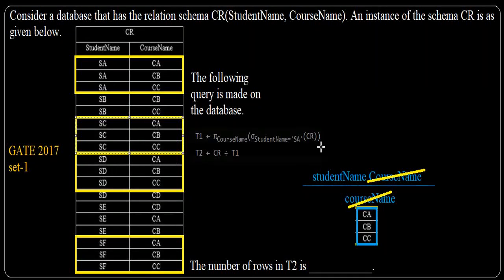So the answer to this problem is SA, SC, SD, SF. These 4 rows or 4 tuples should be written in the output.